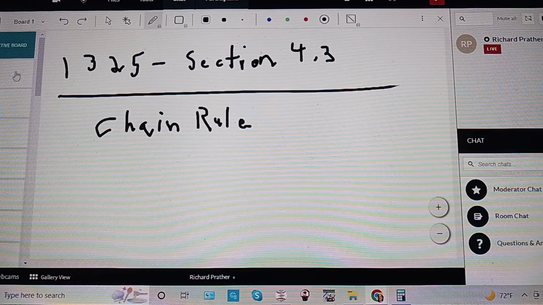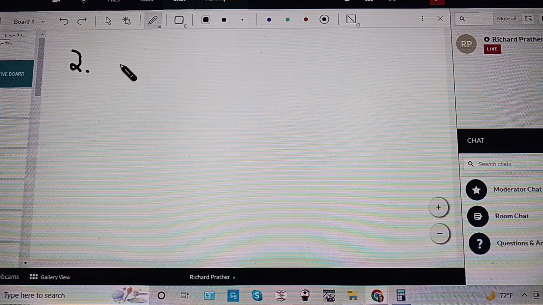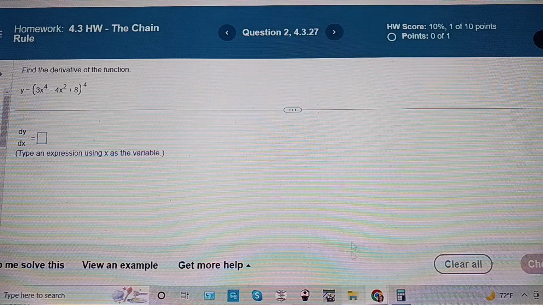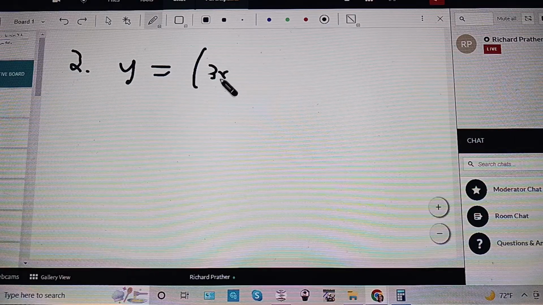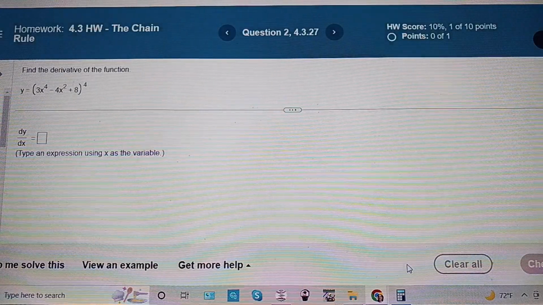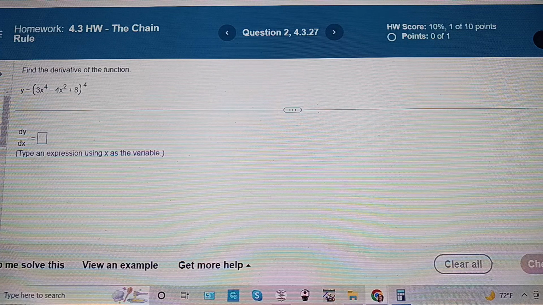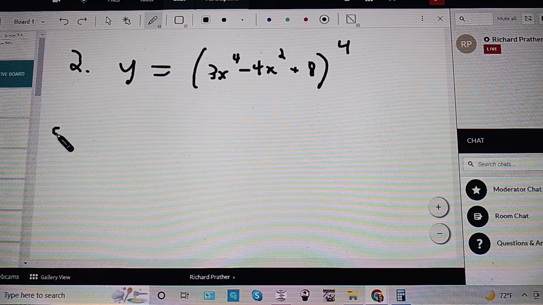So here's what happened. Let me come over here for a second. Number 2 has y equals 3x to the fourth minus 4x squared plus 8 to the fourth power. We're looking for the derivative of y with respect to x.